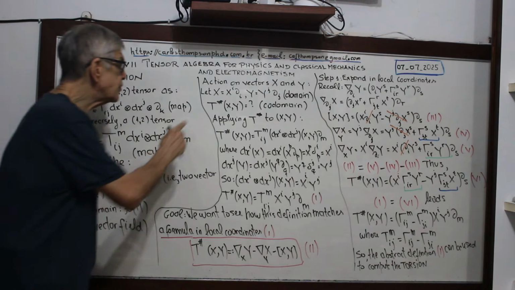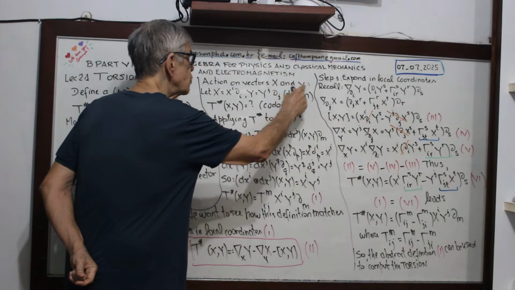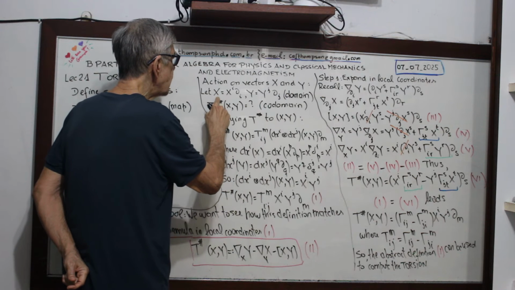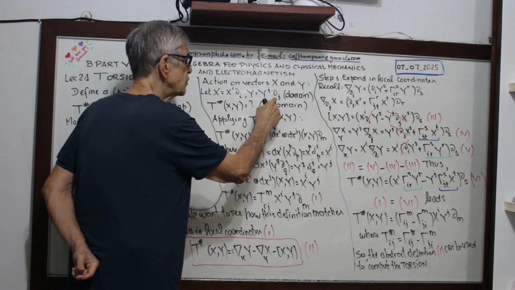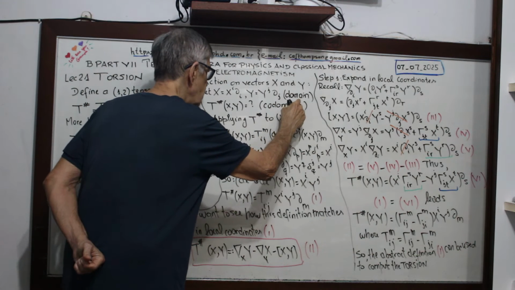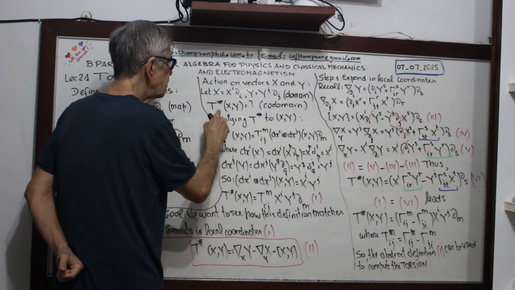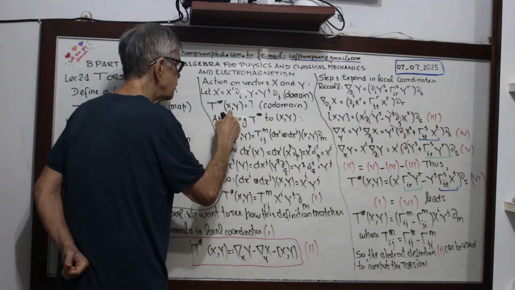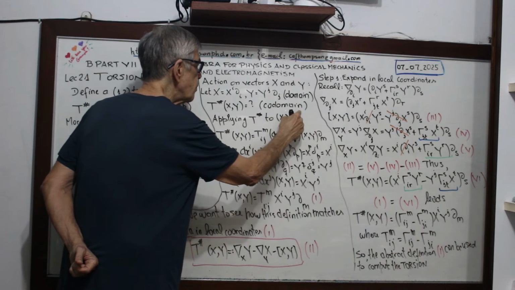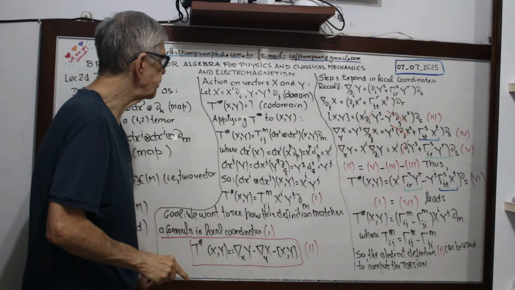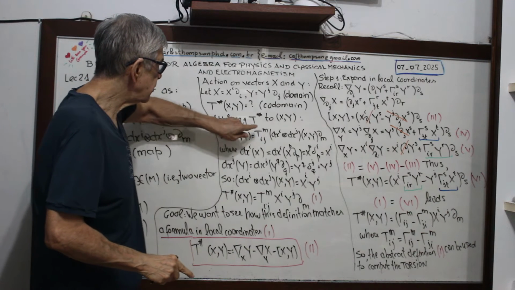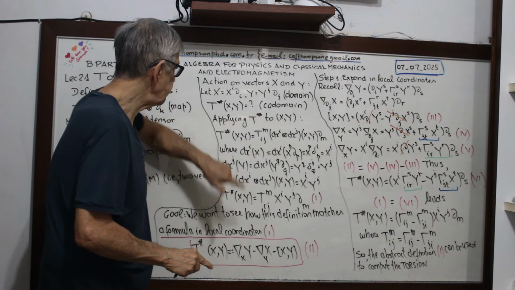Now, let's act on vectors X and Y. Let X = X^i ∂/∂x^i and Y = Y^j ∂/∂x^j. This is the domain, T# applied to X and Y. The right hand side here is the codomain. Now, let's apply T# to X and Y.